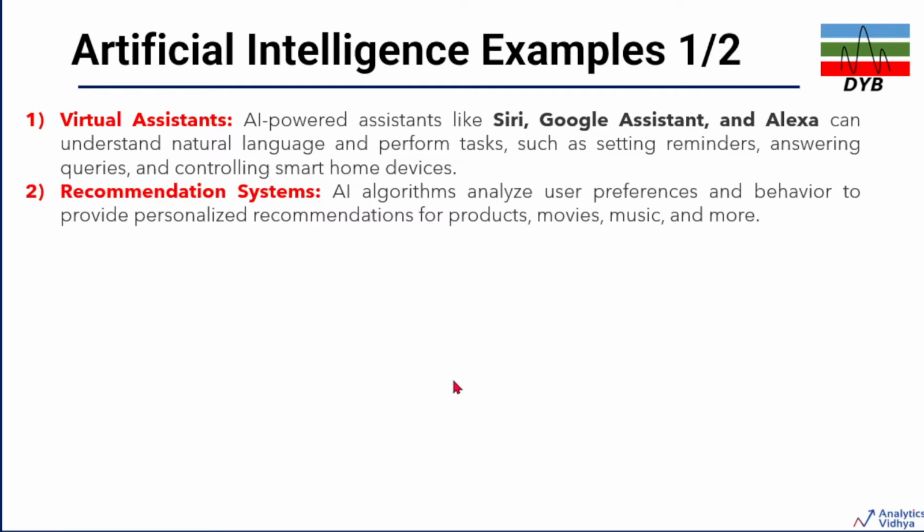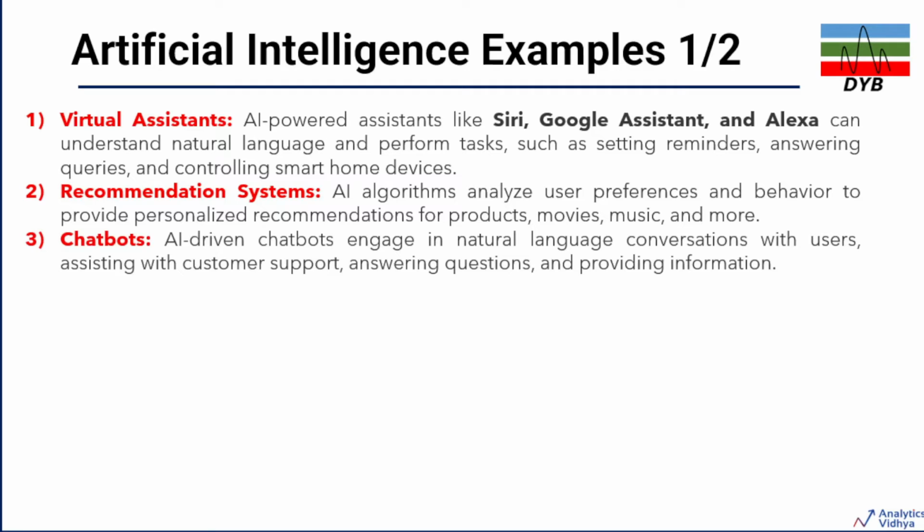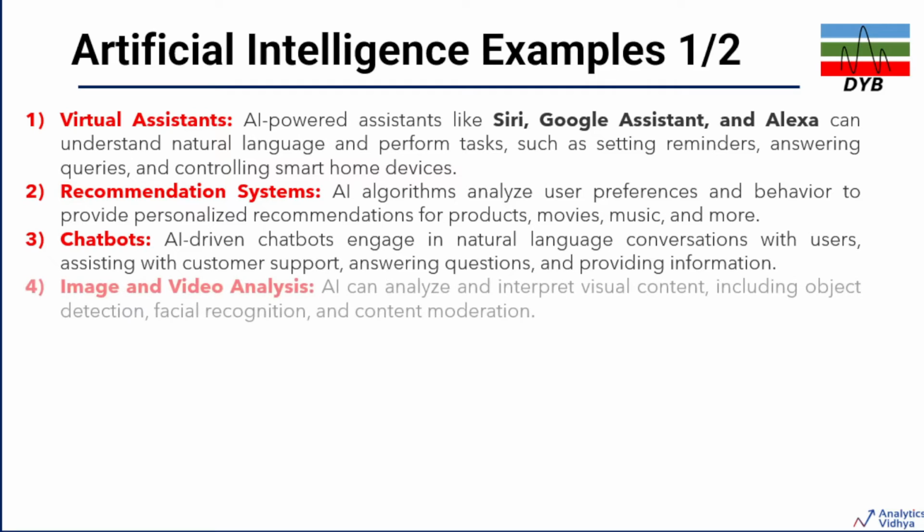Like a recommendation system, where AI algorithms analyze user preferences and behavior to provide personal recommendations of products, movies, and music, like it has been done in your YouTube account. So you will have suggested videos based on your own interests. Chatbots are also AI-driven: they engage in natural language conversation with the user, assist with customer support, answer questions, and provide information.